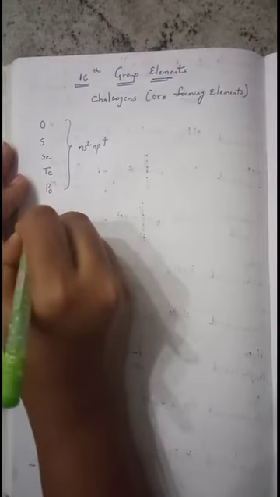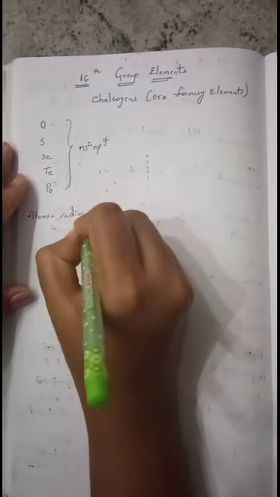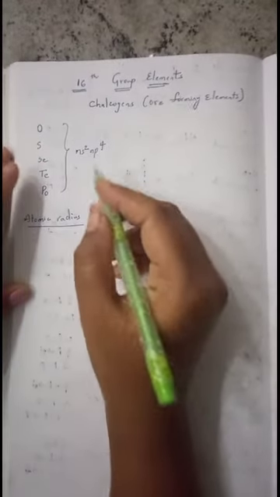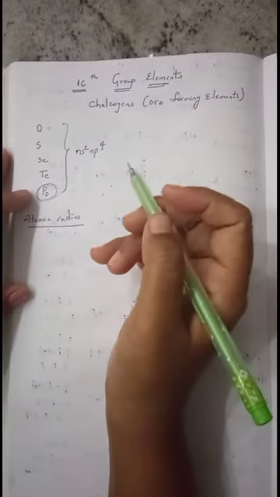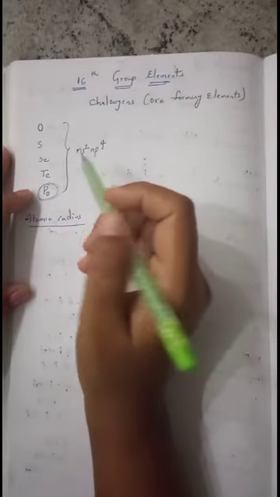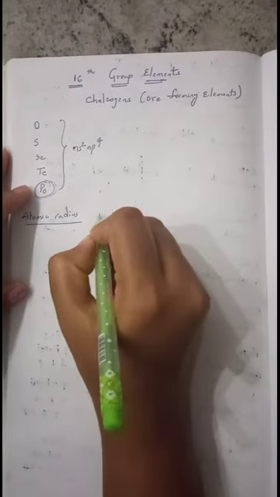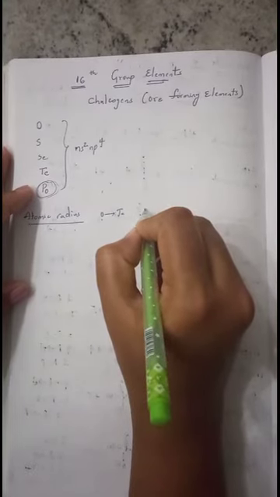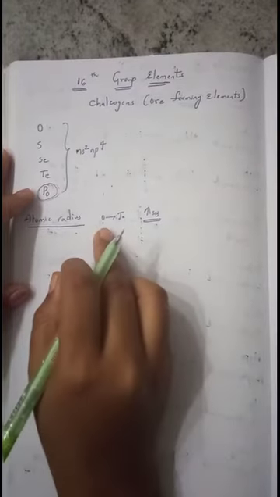Firstly, atomic radius. This atomic radius increases from oxygen to polonium, or oxygen to tellurium. Polonium is a radioactive element, so we can exclude it while studying the general properties. In a group, we always study properties from top to bottom. From oxygen to tellurium, the atomic radius increases. This increase in atomic radius is due to the increase in the number of energy levels.